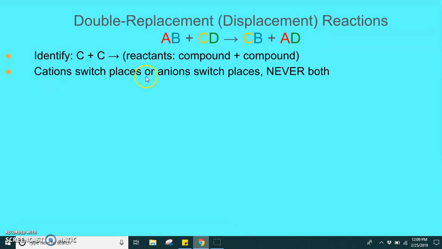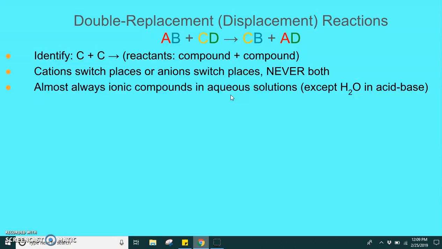The cations are going to switch places or the anions switch places. It's never both of them because obviously you would form the exact same compound on the other side. But one or the other is just going to switch places. We generally see this with ionic compounds in aqueous solutions, so things are dissolved. And when we go through predicting products, you're going to learn how to tell if these will go or not. And they may be written as complete ionic or net ionic equations.